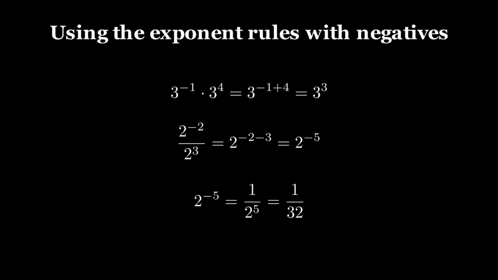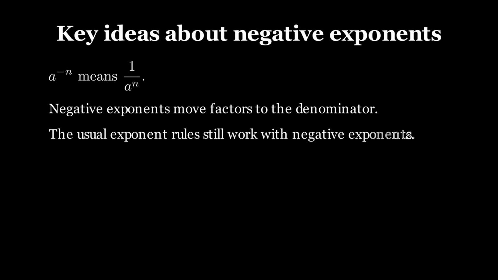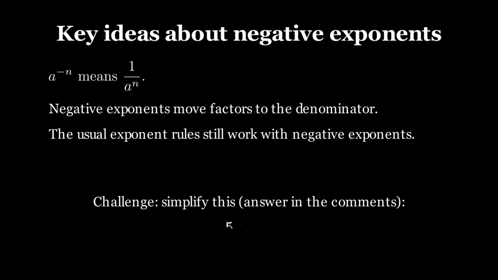Let's summarize the key ideas about negative exponents. First, a to the power of minus n means 1 divided by a to the power of n. In other words, a negative exponent creates the reciprocal of a positive power. Second, a negative exponent moves a factor to the denominator of a fraction. If a factor is already in the denominator, a negative exponent can move it back up. Third, the usual exponent rules still work with negative exponents. You still add exponents when you multiply with the same base and subtract exponents when you divide with the same base.